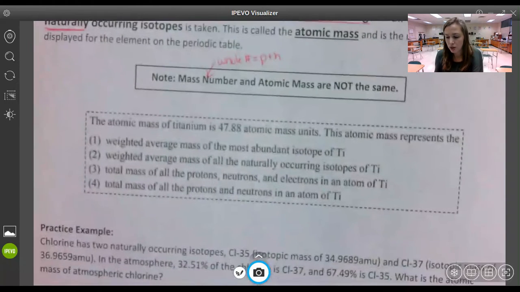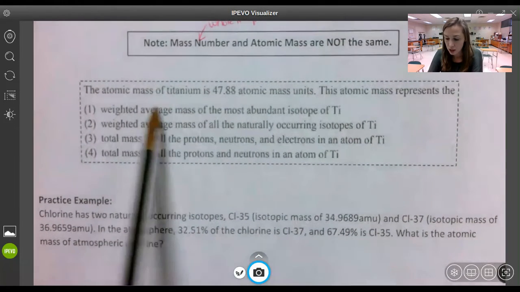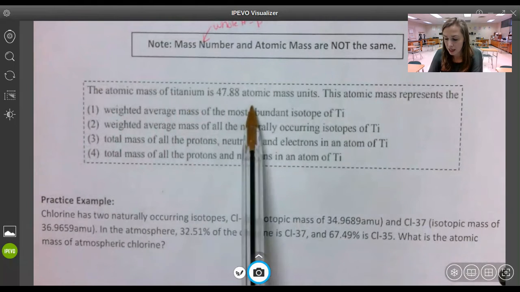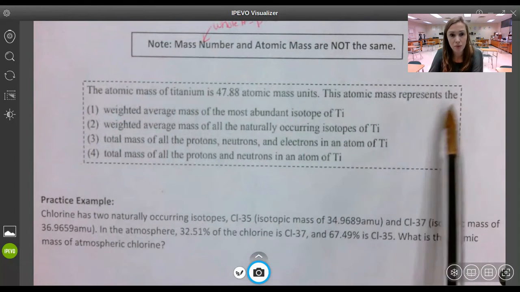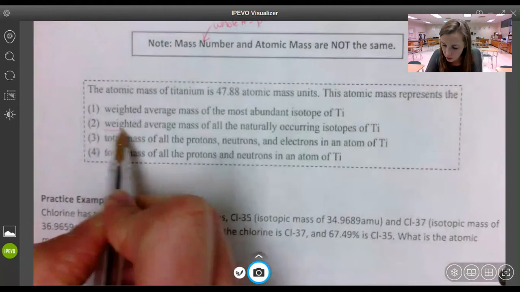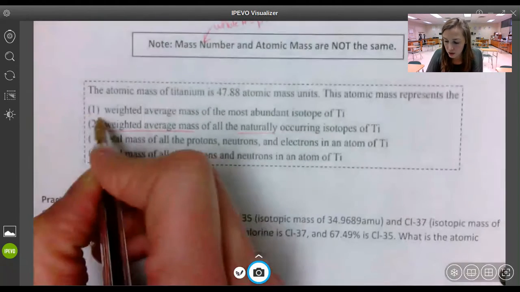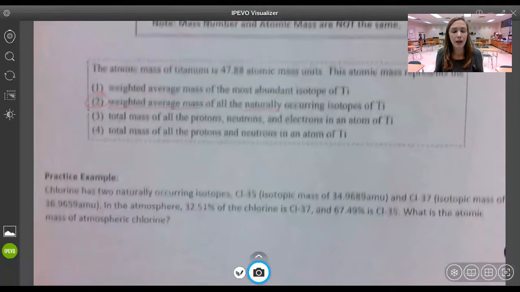So this first practice question is just checking in with the definition. This is similar to one you might see in a Regents question. It gives us the atomic mass of titanium. It says that atomic mass represents what? So if you look through those options, the best option is that it has a weighted average, and it's going to be of all the naturally occurring isotopes. So choice 2.